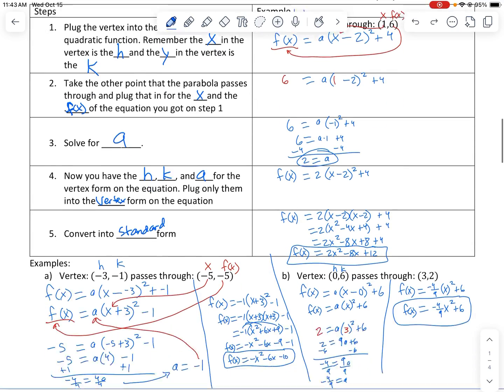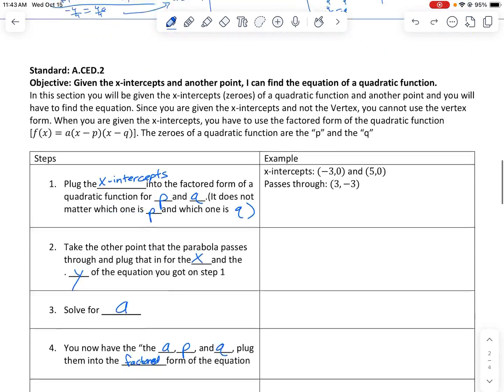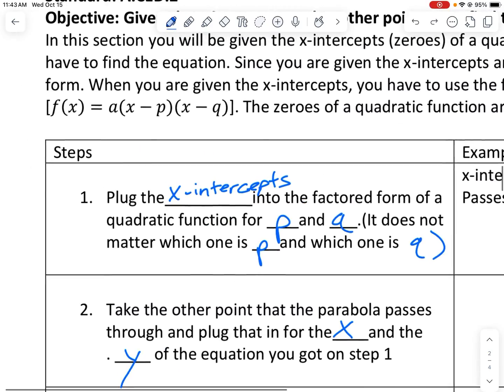Last time we had this whole thing where you plug in the vertex, and you plug in a point temporarily to find A, and then you simplify things down and you get the vertex form and standard form. What we're doing today is dealing with a factored form, which looks like this. Which might look a little familiar.